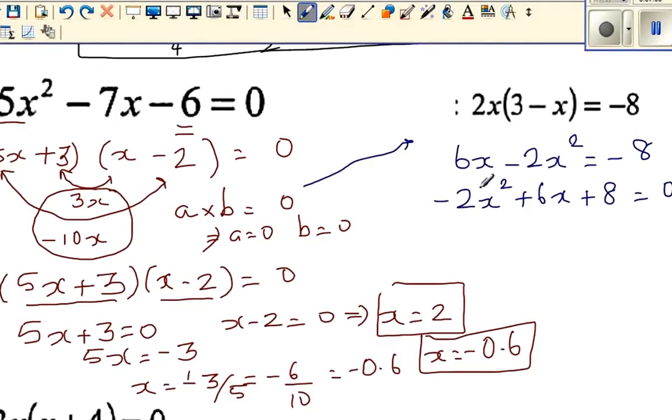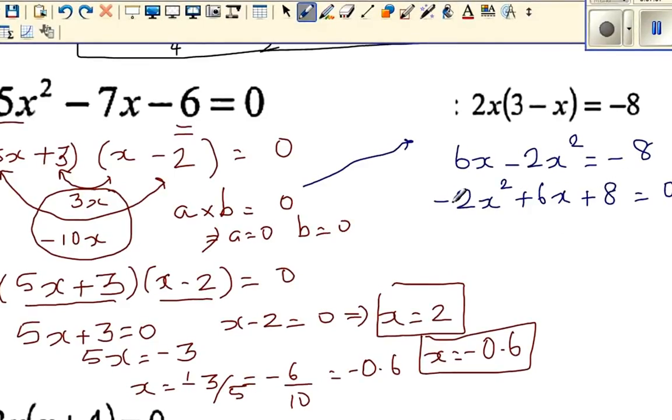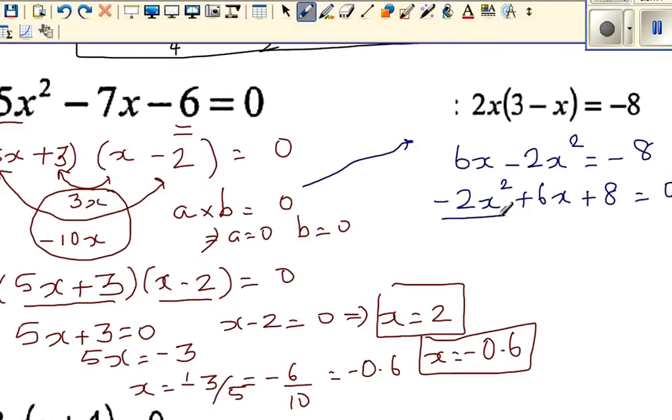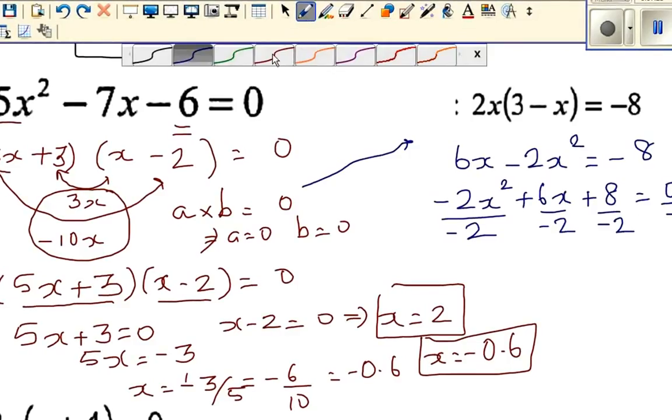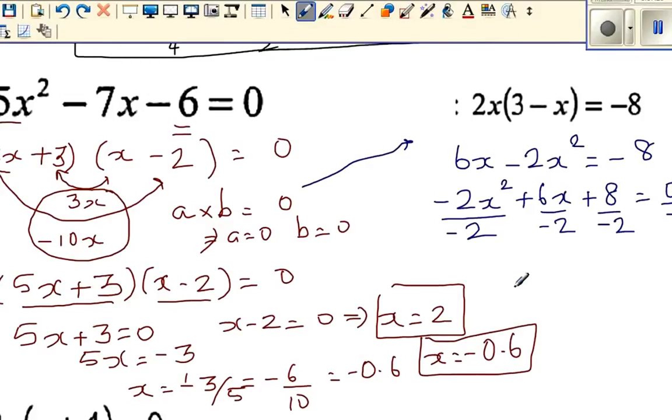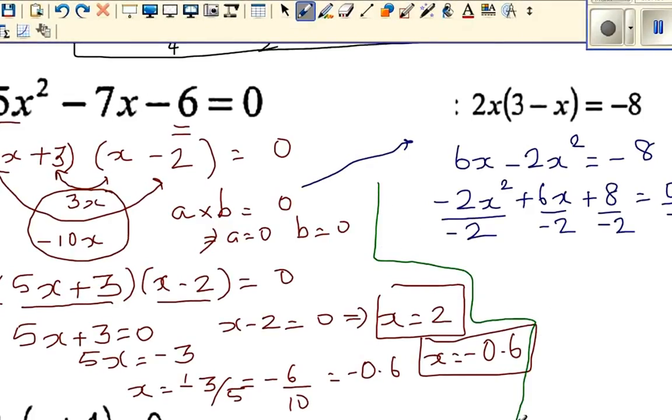Now I don't like this minus 2 here. I could see a minus 2 here, a 6 here, and 8 here. Now if you ignore this minus, 2, 6, and 8 are all even numbers, so you can divide by 2. So I'm going to divide all by negative 2. And that's acceptable. Whatever you do to all sides, if all parties are happy, maths doesn't have any problem. You end up having problems in most of the examples when you are not fair.